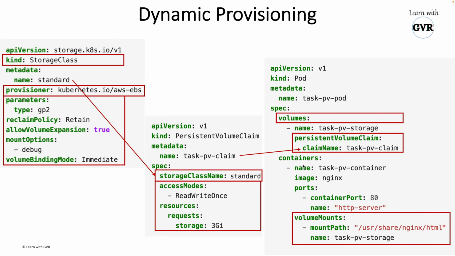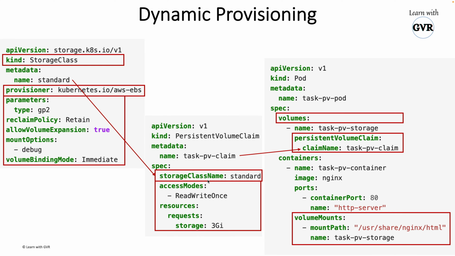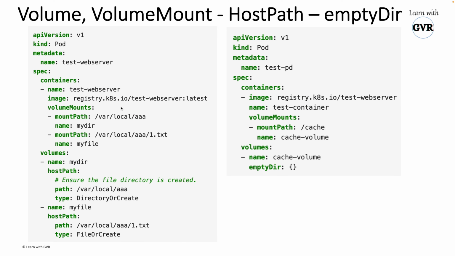This is a dynamic provisioning example. Storage class, persistent volume claim, and ultimately pod. Of course, the end user is a pod. Now volume and VolumeMount. So here persistent volume, right? Now VolumeMount and HostPath. So let's say there are 2 pod definitions.